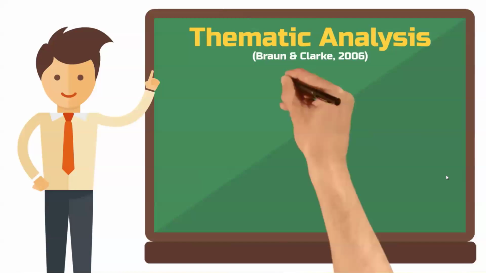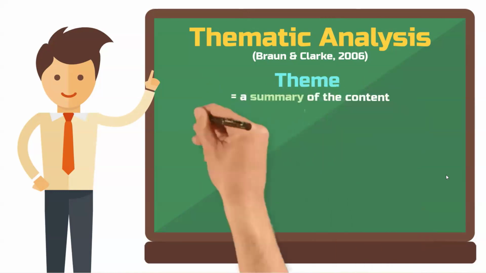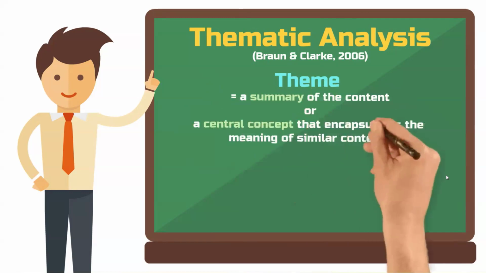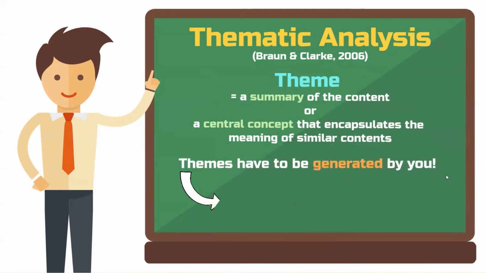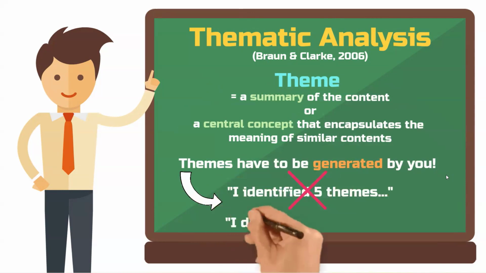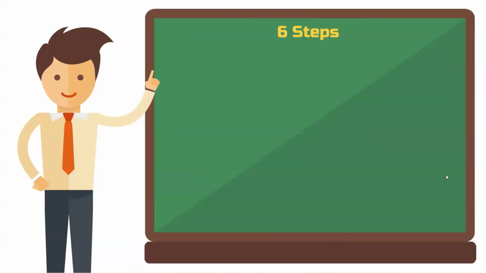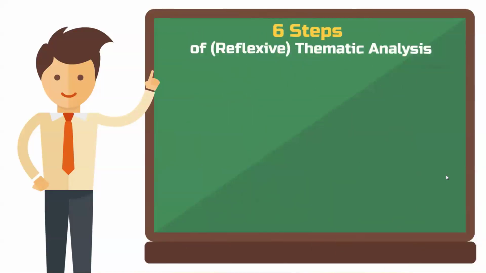Now, what is a theme? A theme is either a summary of the content or a central concept that encapsulates the meaning of similar contents. Themes cannot be discovered or found within the content. They have to be generated by you as the researcher. So never write, I identified 5 themes, but instead say, I developed 5 themes. What now follows are the 6 steps of reflexive thematic analysis as proposed by Braun and Clark.